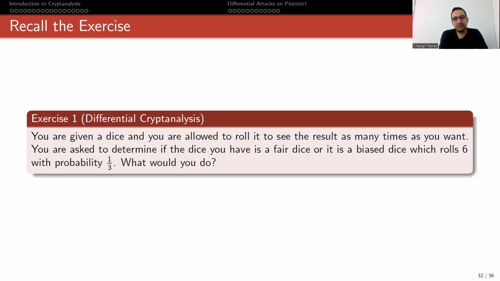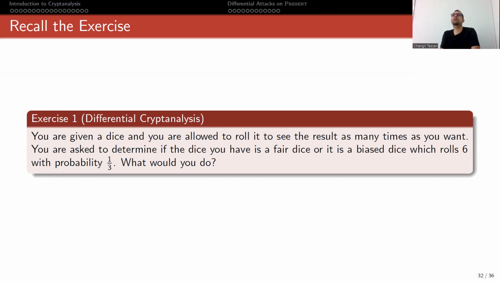You are asked to determine if the dice you have is a fair dice or a biased dice which rolls 6 with probability 1/3. So what would you do? Most of you give the correct answer. What you can do is to roll the dice many times and see how many times you roll 6. Divide that number of observations by the number of trials, and this will give you a kind of experimental probability of the dice rolling 6.